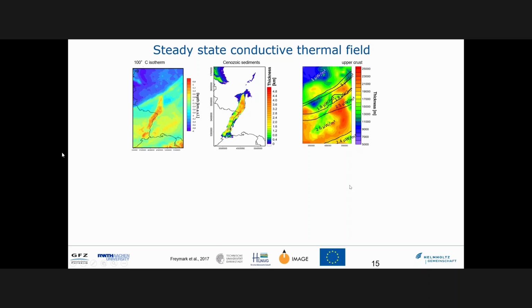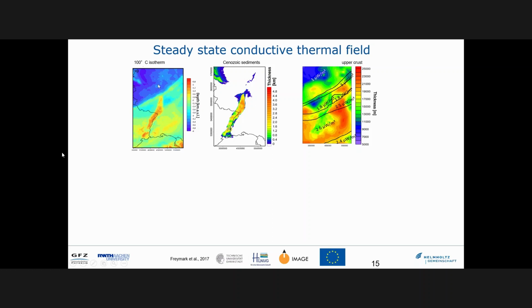If we again look now at the same isotherms and the same structural relationships, we see that the 100-degree isotherm varies quite a lot. So we see two patterns in this map. We see a cold northwestern area where this isotherm is very deep, like more than 3 kilometers deep, and we see a warmer southeastern half, and we see the linear Rhine Graben. And this linear hot anomaly one-to-one correlates with the thickness of the very young Cenozoic sediments. They are poorly consolidated and therefore very insulating, and they are quite thick.